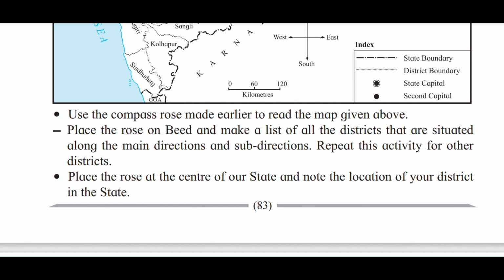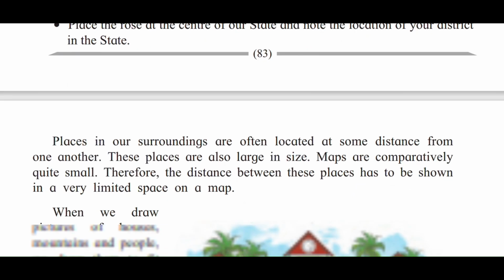Place the rose on a district and make a list of all the districts that are situated along the main directions and subdirections. Repeat this activity for other districts. Place the rose at the center of our state and note the location of your district in the state. Do this activity. Then page number 84.